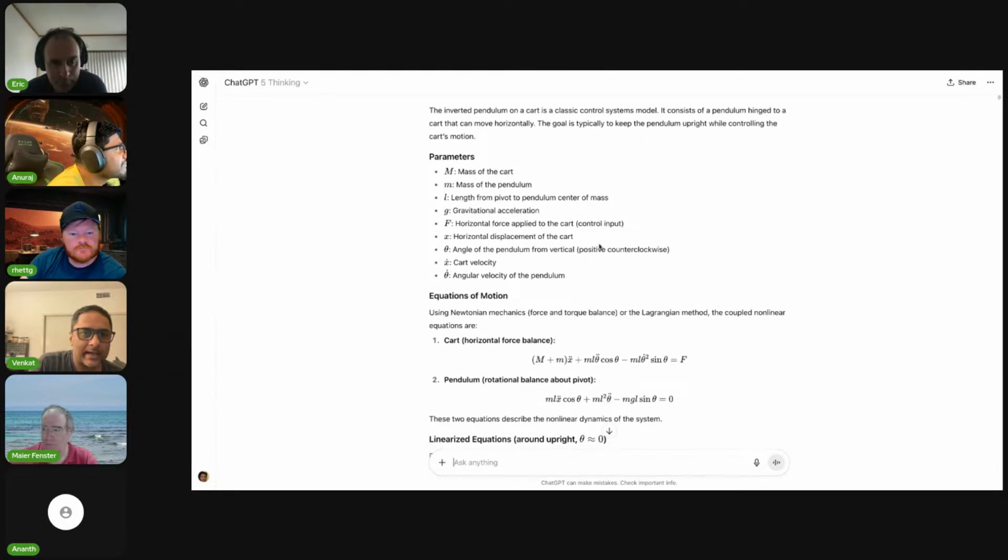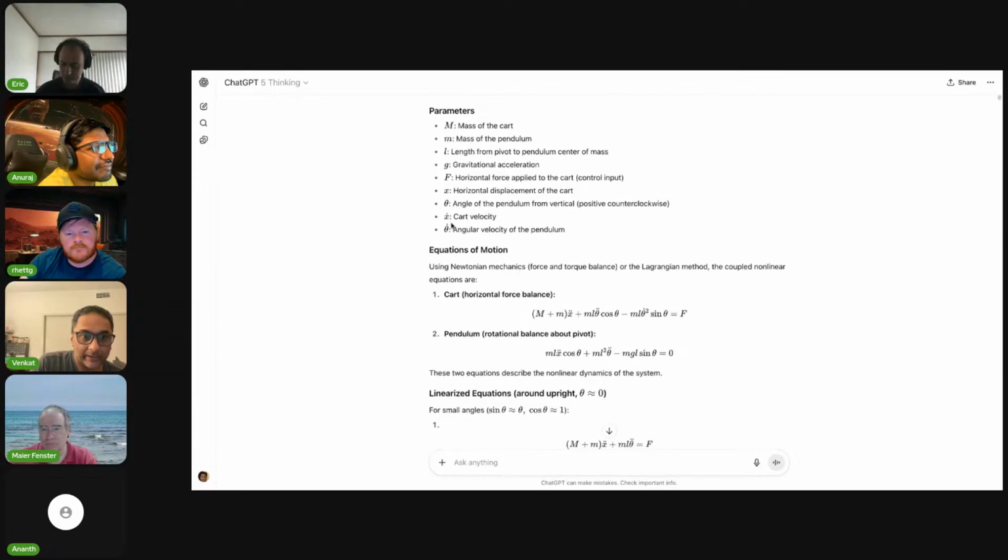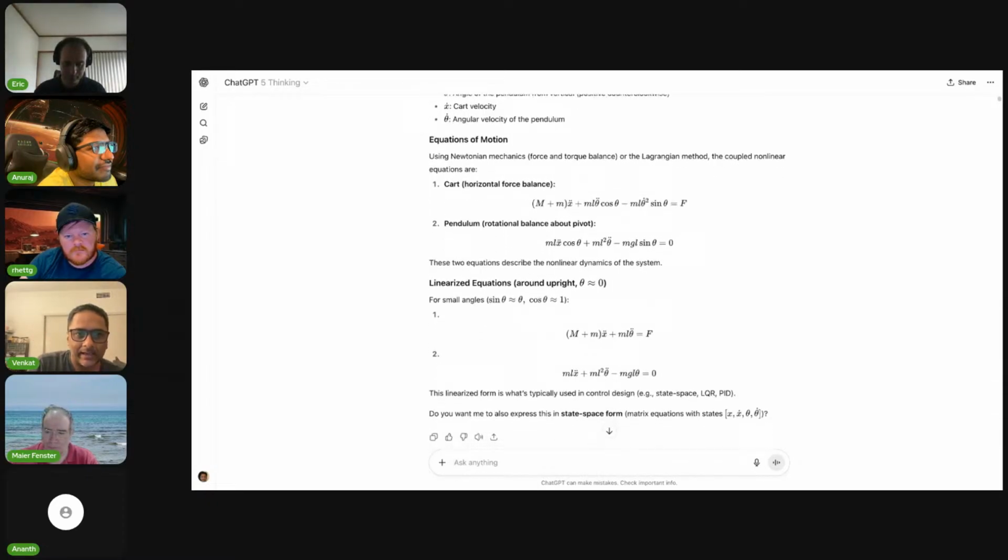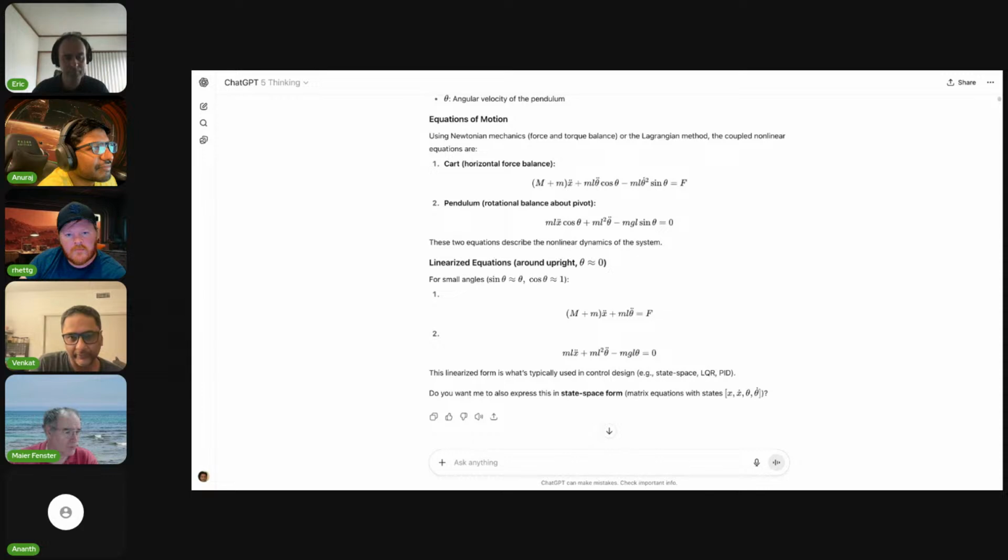The obvious things are the mass of the cart, mass of the pendulum, length of the pendulum, gravity. In the simplest case, you assume that the way you're controlling it is by pushing the cart horizontally. So this horizontal force is the control input. X is the horizontal direction, theta is the angle. X dot, the derivative of x, is the cart velocity, and theta dot, sometimes written as omega, is the angular velocity. And if you do the basic physics equation solving, you get this equation.